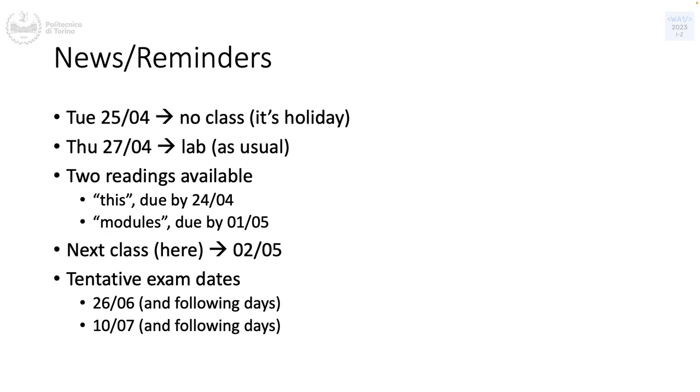There are also two readings available for you to read, in theory. Both are on things that you already used for a while. The first reading is about the this keyword in JavaScript, and it's due by next Monday. Again, it's something that you use, this dot changes or this dot something else. There it explains why it's working that way. So it's more theoretical background.